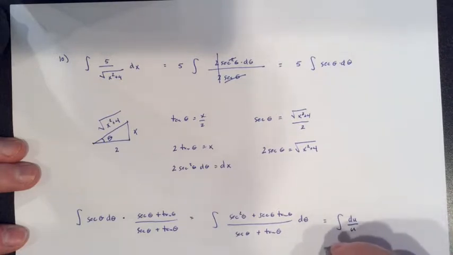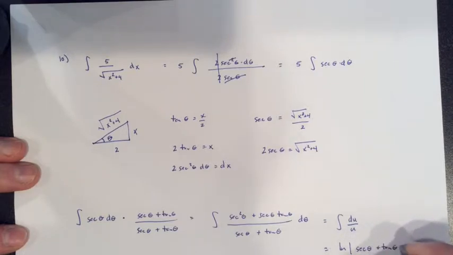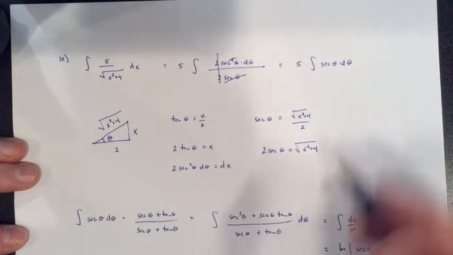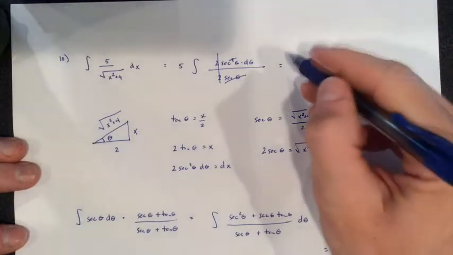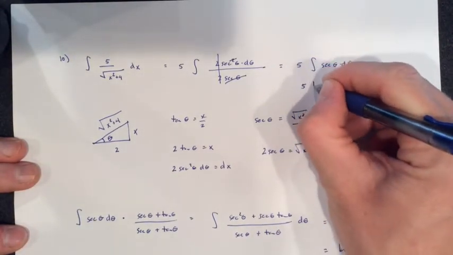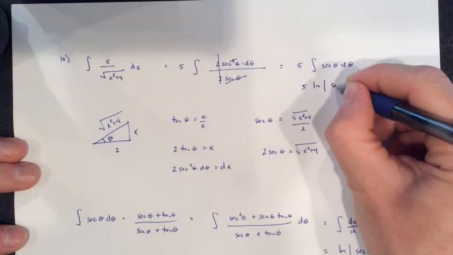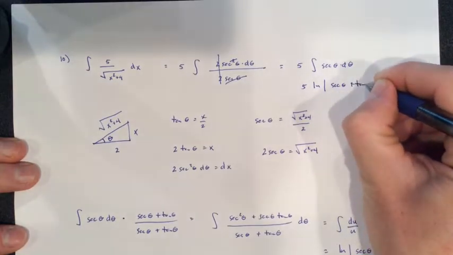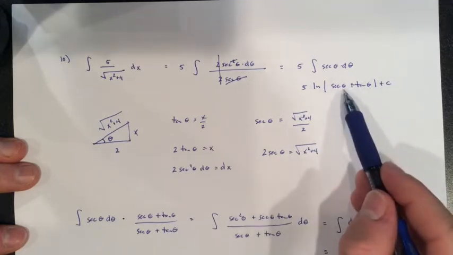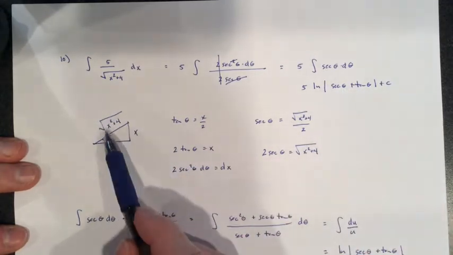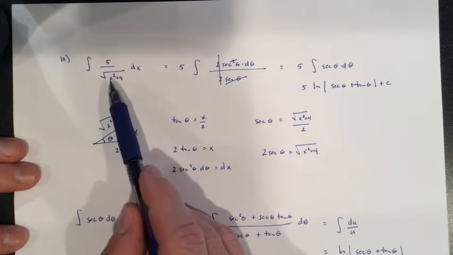du over u, which we then know as the natural log of u, but u is this. And so what I just did was proved to you that the integral of secant theta is the natural log of secant plus tangent. Okay? And so what happens here is I need to put this up here. So this is 5 natural log of secant theta plus tangent theta plus c. But again, I can't have thetas in my integrals. I created this construct to be able to do the integral. I need to have eventually back with x's.